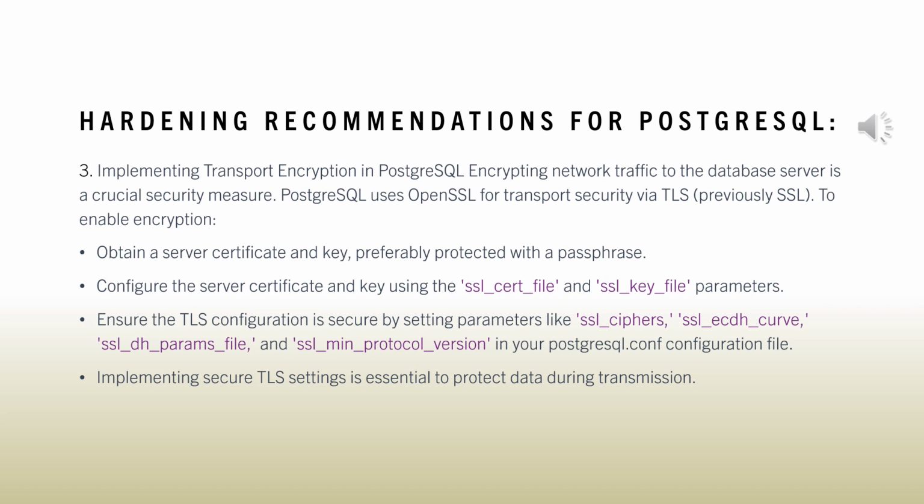To enable encryption, first obtain a server certificate and key, preferably protected with a passphrase. Next, configure the server certificate and key using these parameters. Next, ensure the TLS configuration is secure by setting parameters like these in your Postgres configuration file. Finally, implementing secure TLS settings is essential to protect data during transmission.